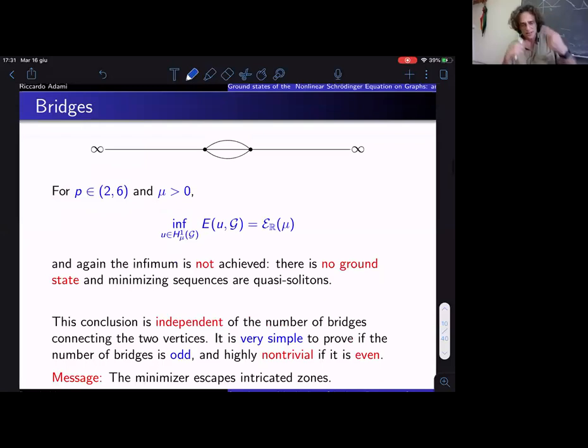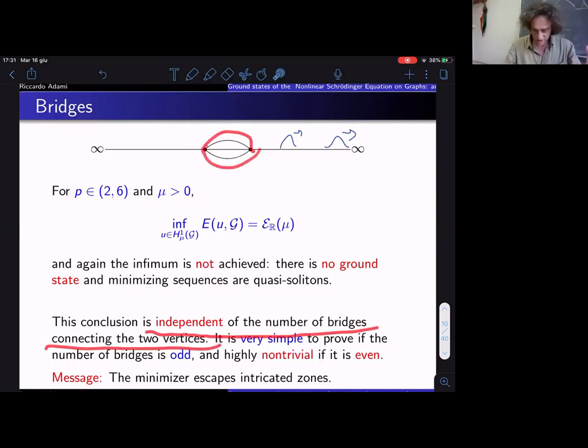Another example, the second example, were bridges. The picture, in my view, is quite clear. So this is the three bridge. What we found is that, again, the infimum in the bridge is equal to the energy of the soliton with the same mass, but again, minimizing sequences are quasi-solitons that are running in the half line. Okay? This conclusion does not depend at all on the number of bridges. So we can use 4, 5, 2, whatever we want.